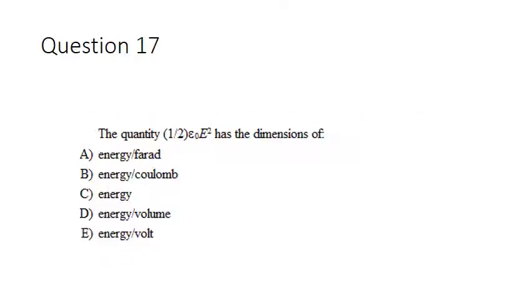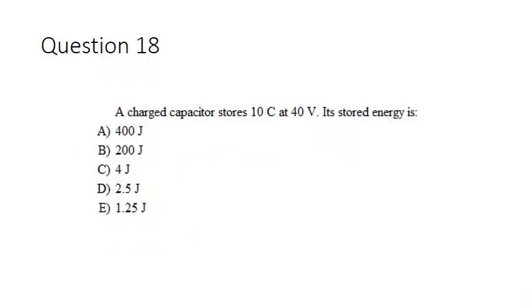Question 2. Now the quantity half epsilon naught E squared has the dimensions of what? I have repeated it many times in the lecture. Energy per farad, energy per coulomb, energy per volume, energy per volt. Which one? Hopefully you do it correctly.